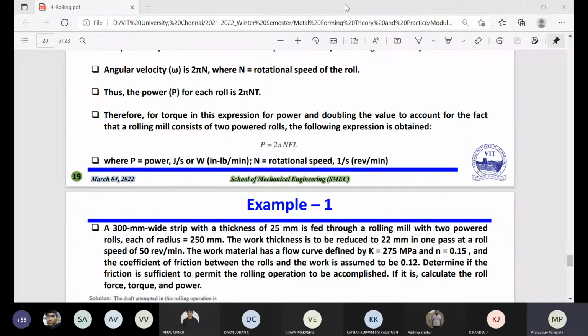Okay, so can you find out force now? No, force you cannot find because you need average flow stress. So YF bar can you find? K epsilon to the power n divided by 1 plus n. So epsilon we do not have, so you have to find out epsilon first. Epsilon equal to ln T0 by TF.